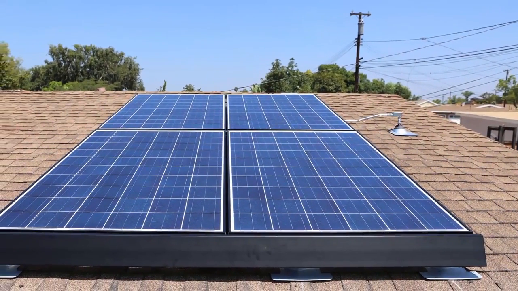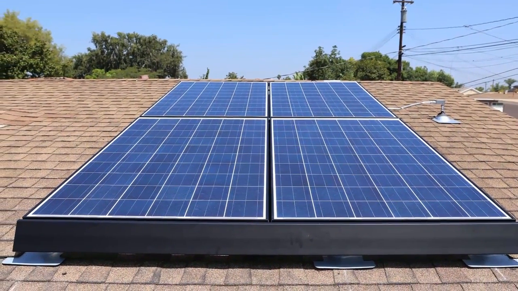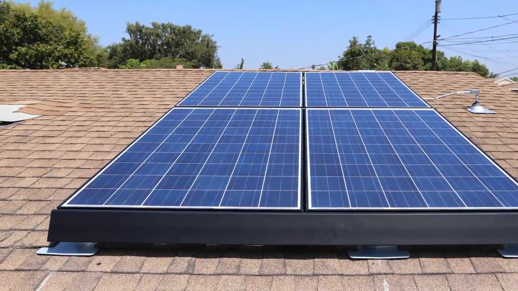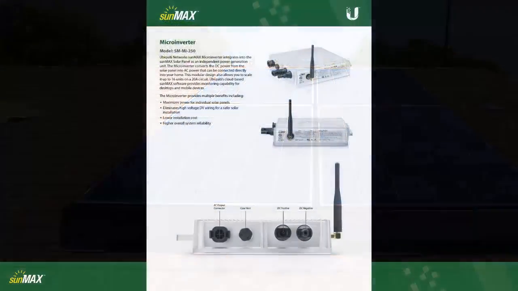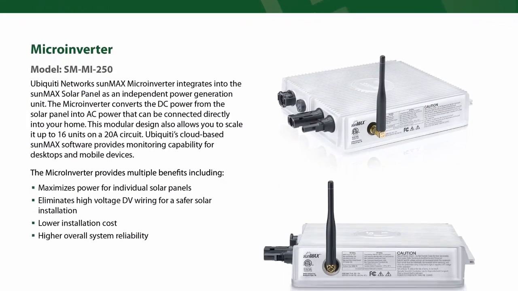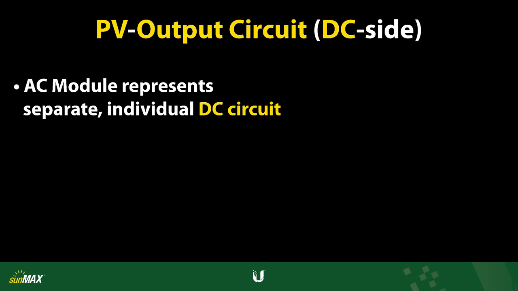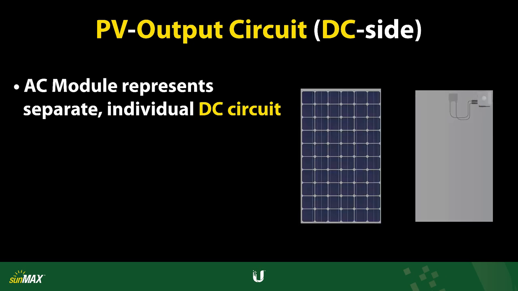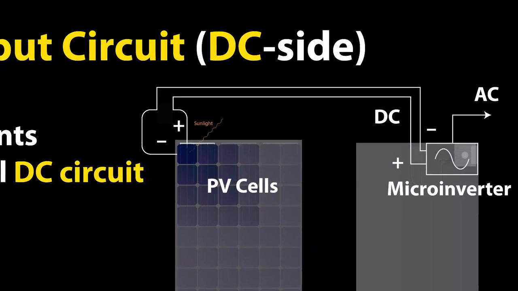Distributed generation systems, like the SunMax residential solution, typically produce DC electricity that is converted to AC power by means of an inverter, such as the SunMax microinverter. Despite its name, the SunMax residential AC module also represents a separate, unique DC source circuit.